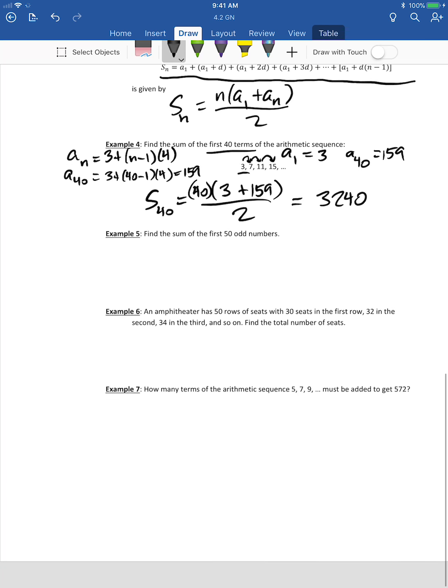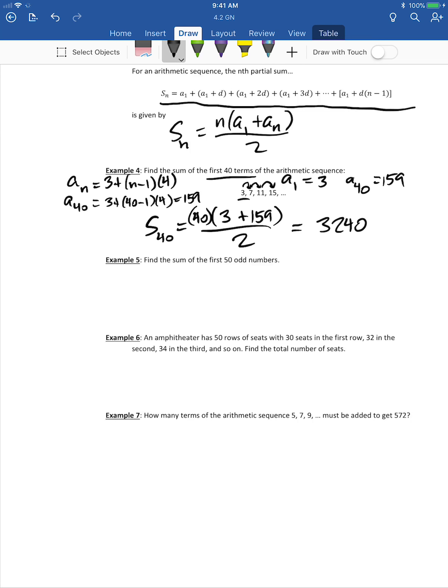So, moving on. Example 5. Find the sum of the first 50 odd numbers. The first 50 odd numbers. Well, let's start by writing out part of that sequence. 1, 3, 5, 7, 9.